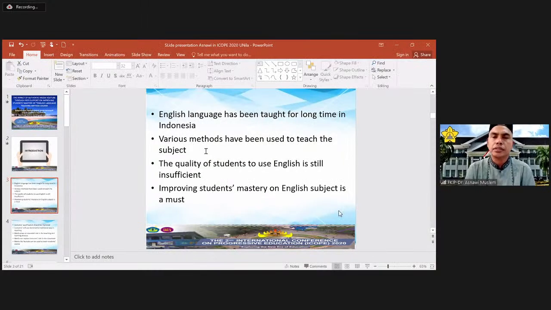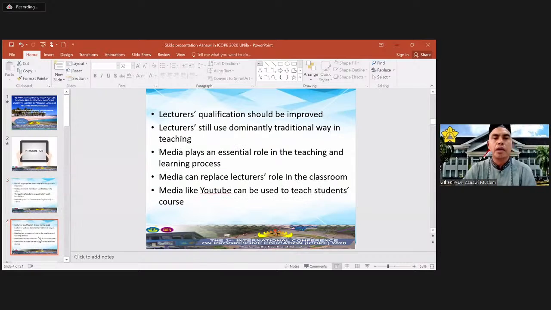So English language has been taught for a long time in Indonesia, and we have used various methods of teaching to teach the subject. However, the quality of students' use of English is still insufficient. It can be seen that after graduating from the university or from the school, they still cannot speak English well. So improving student mastery of the English subject is a must. So that's why we need to conduct this research.